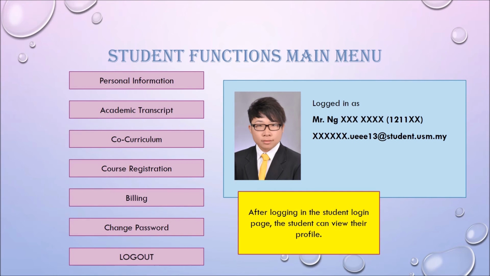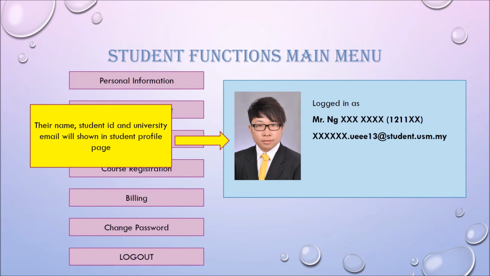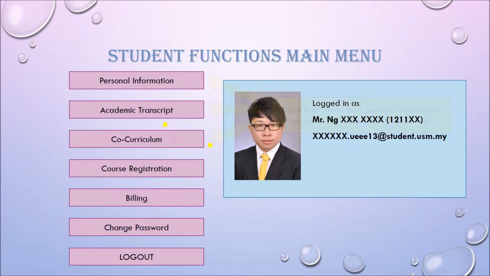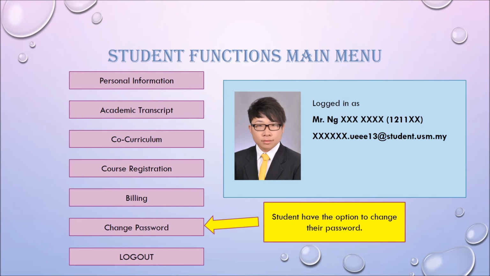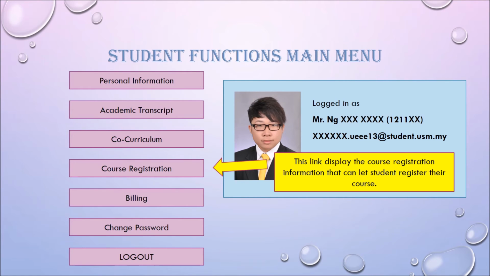After logging in on the student login page, the student can view their profile. Their name, student ID and university email will be shown on the student profile page. These links show their personal information, academic transcript and co-curriculum. Students have the option to change their password. This link displays the course registration information that lets students register for their courses.